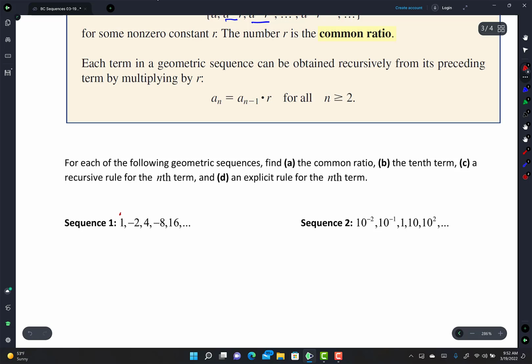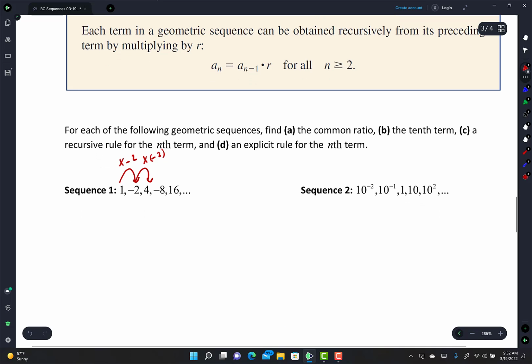So, 1 to negative 2. What are they multiplying by? Times negative 2. Let's see. Negative 2 times negative 2, is that negative 4? Yep. 4 times negative 2, is it negative 8? Negative 8 times negative 2, is it positive 16? We're good. So for letter A, this one says the common ratio. What's the common ratio? Yep. So I'm going to write the ratio between successive terms is negative 2.